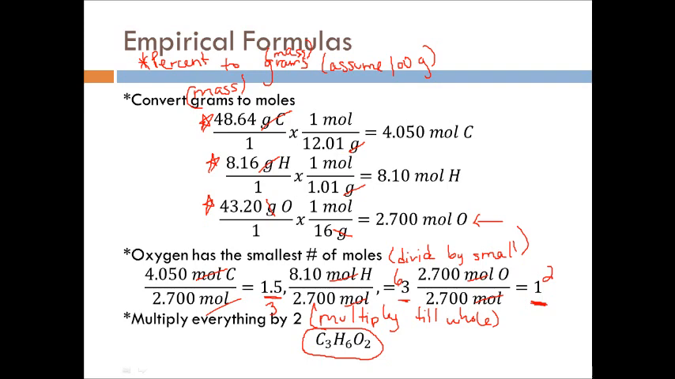Okay, so again, the process is percent to mass, mass to moles, divide by small, multiply till whole. Often, if you get whole numbers in the divide by small, you stop. Sometimes you have to go on to the multiply till whole.